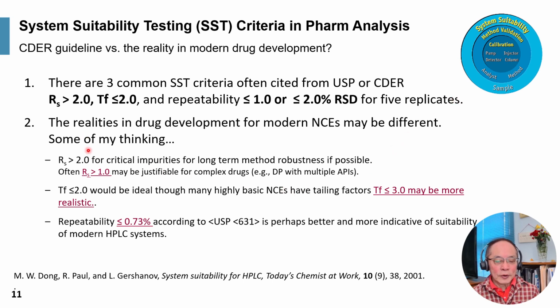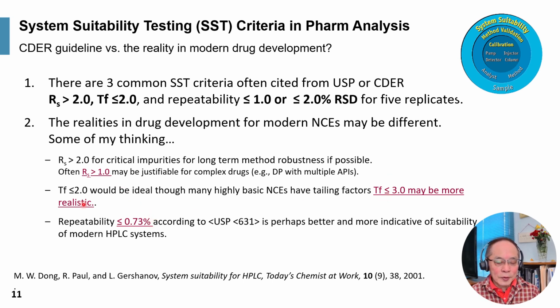However, what is capable with modern equipment is a little bit different in my view. So here are some of my thinkings. Even though it's nice to get over 2 or over 1.5, over 2 is a good criterion for long-term method robustness if possible. I'd like to point out that often a resolution of over 1 might be justifiable if one has a very complex drug, let's say a drug product with multiple APIs. You have a very complex chromatogram.